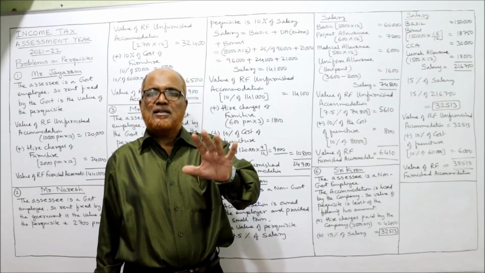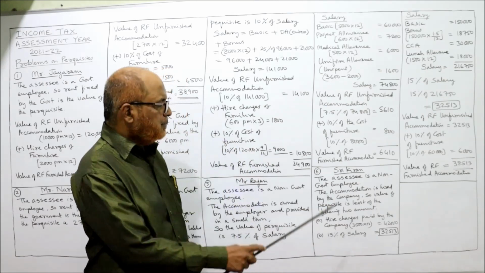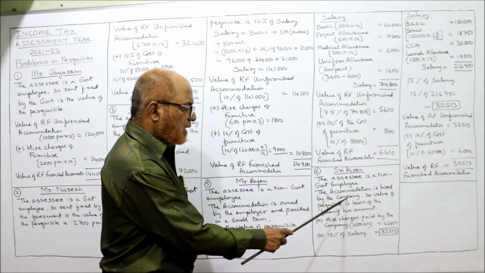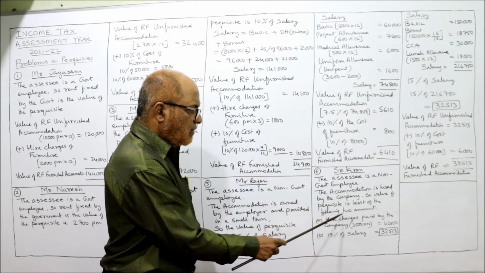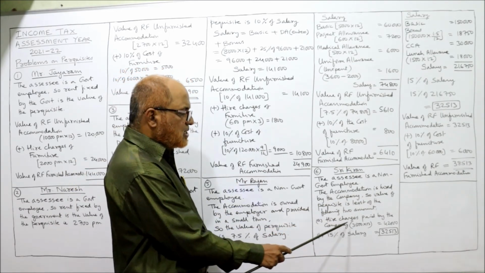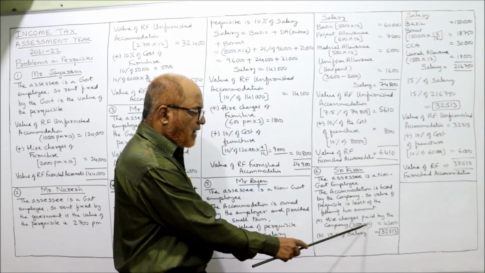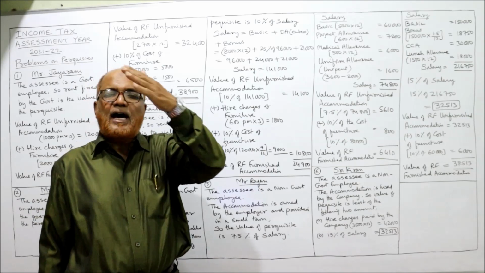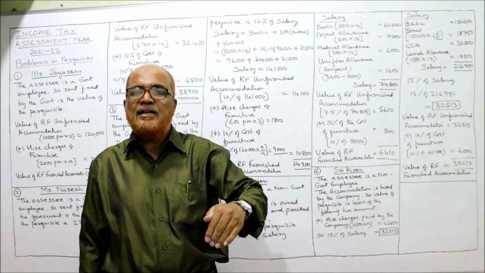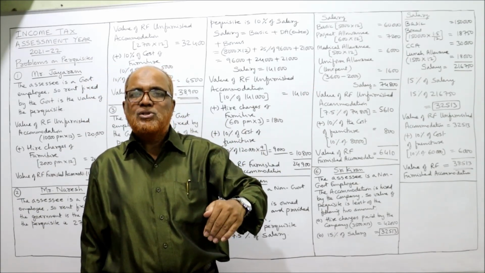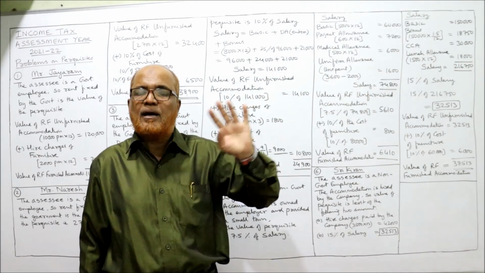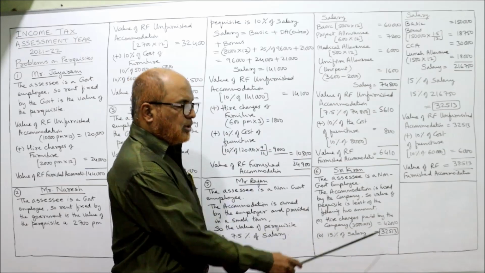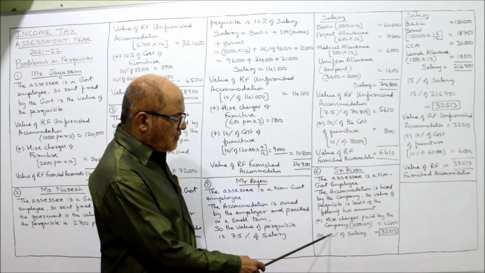First of all, we decide the assessee is a non-government employee. The accommodation is hired by the company. So the value of the perquisite is the least of the following two amounts. Hire charges paid by the company, 3,500 per month into 12, 42,000. Whatever hire charges are paid by the company, we take. So 42,000. Secondly, 15% of salary.